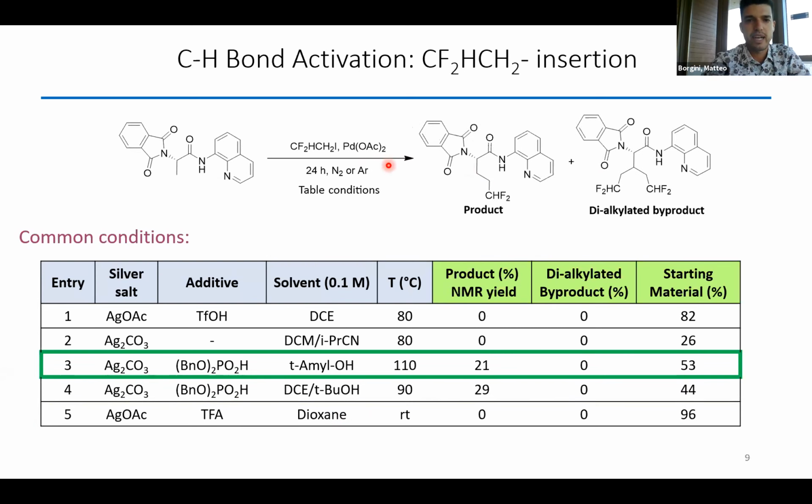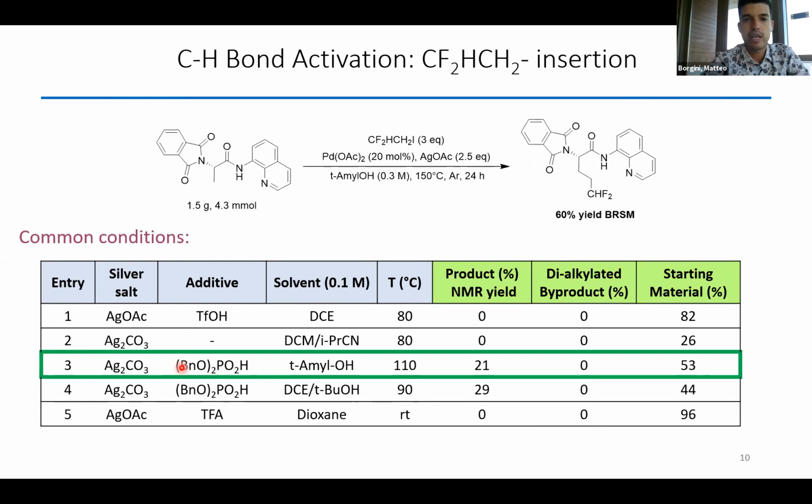And then we did the same to obtain the difluoro derivative, but as you can see here, the reactivity dropped. The condition at the bottom is the same that we used for the synthesis of the monofluorinated derivative, and as you can see here, we didn't get any product. So we needed to use harsher conditions, and we optimized that. We scaled the reaction up again to 1.5 grams, and we got 60% of the desired product.